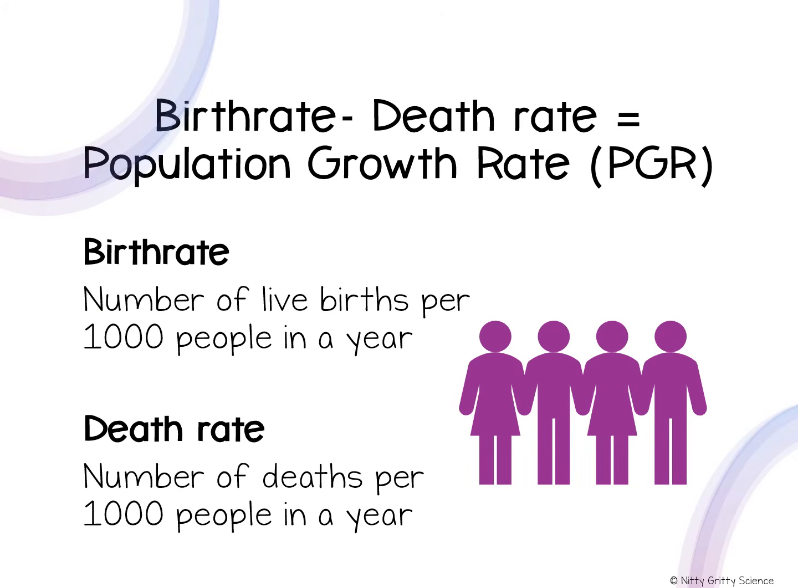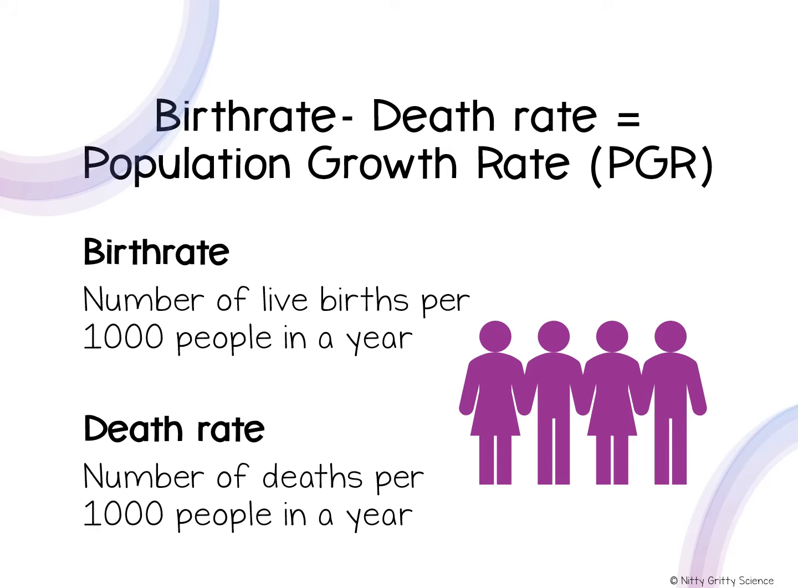To determine the growth rate of a population, you need to consider different factors. The factors include people moving in or out of a population, along with births and deaths. The birth rate is the number of live births per 1,000 people in a given year. The death rate is the number of deaths per 1,000 people in a given year.